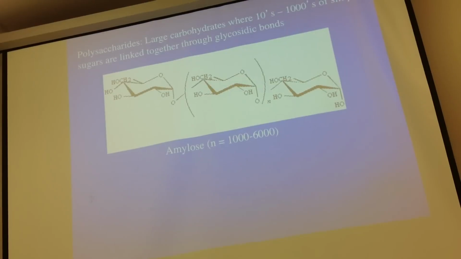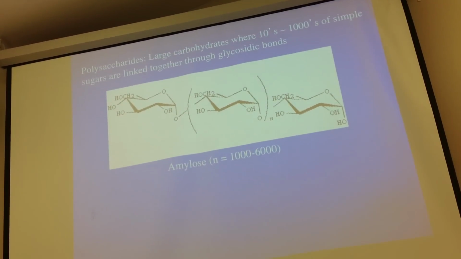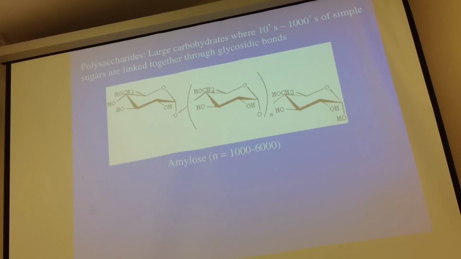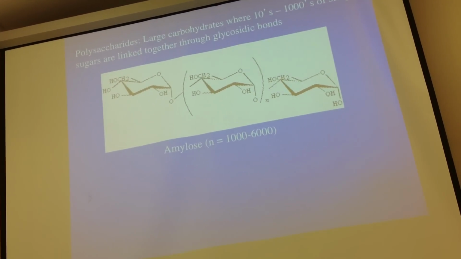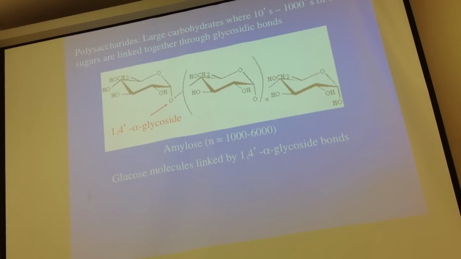Now we're going to get bigger. Polysaccharides. This is where you have multiple sugars bonded, a huge polymer. You could have tens, hundreds, thousands of sugars linked together. And there could also be things linked to the sugars that aren't sugars, different kinds of groups and molecules. But we're going to cover the two main ones. This one here is amylose, where there are 1,000 to 6,000 units tied together. They are glucose units. Each one of these is a glucose. And it's linked by 1,4' linkages, and they're alpha linkages.